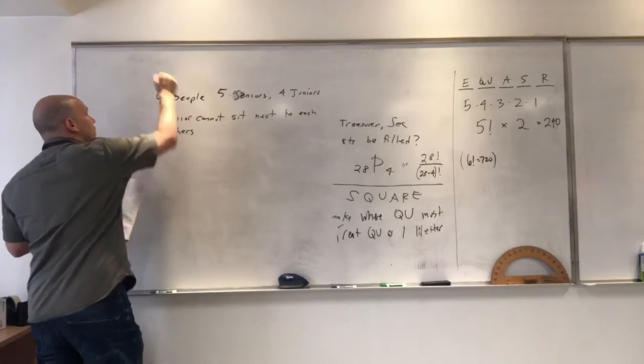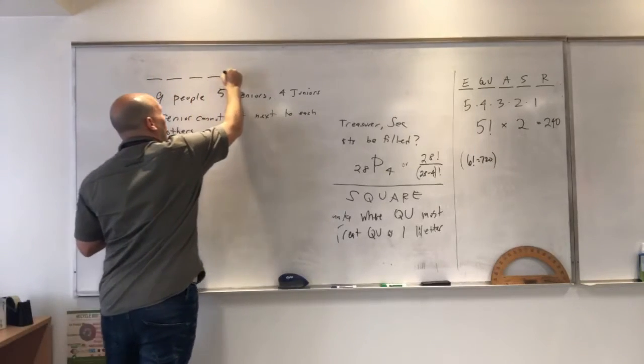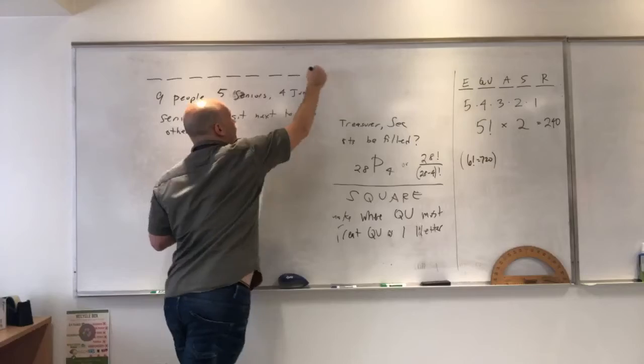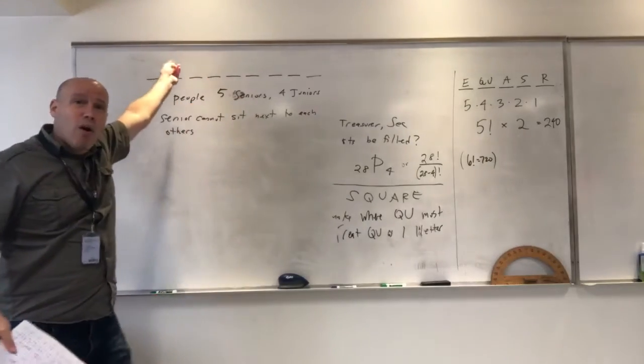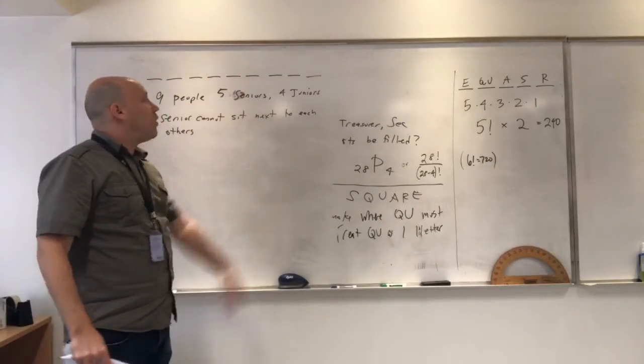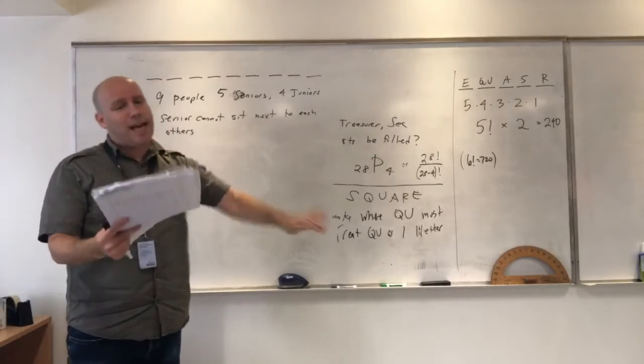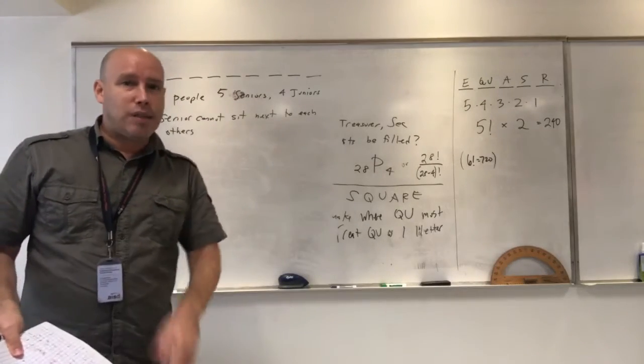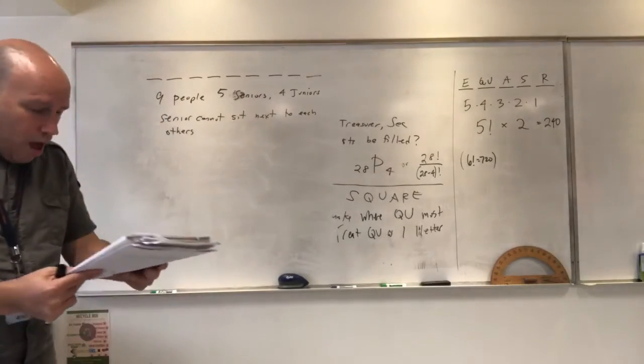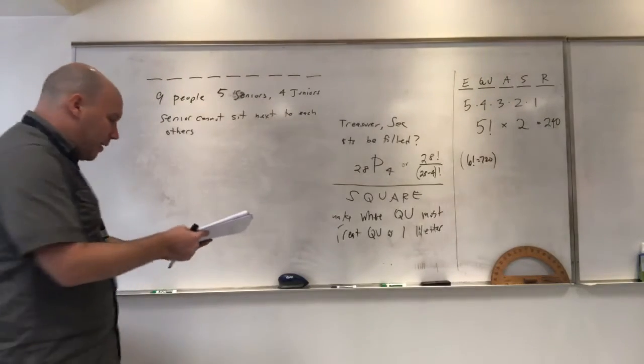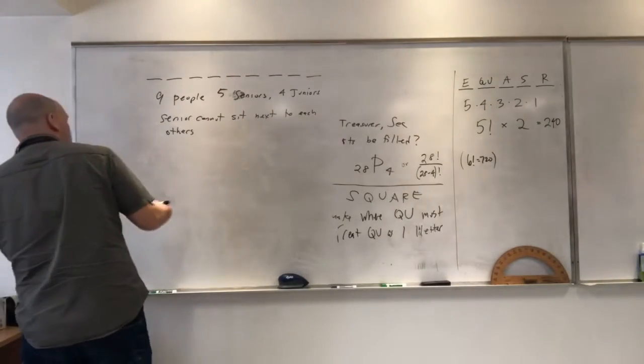Right? So we have 1, 2, 3, 4, 5, 6, 7, 8, 9. They're going to be sitting in a row. The 5 seniors, the 4 juniors, but the seniors cannot sit next to each other. They just can't because they don't get along. How many ways can we arrange this?